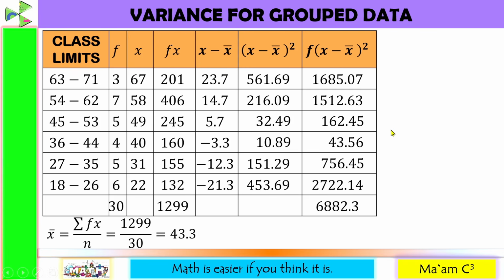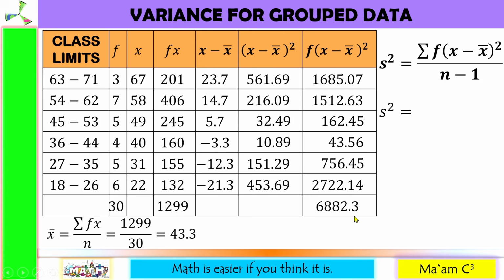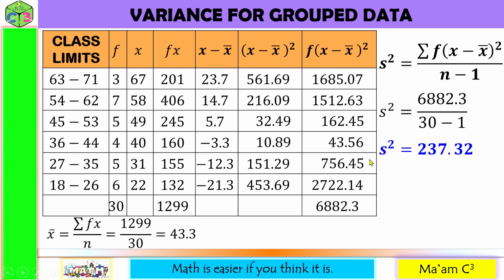Let us recall the formula. So the numerator, we already have that, this one. So s squared is equal to 6,882.3. Our n again is 30 minus 1. So we have 6,882.3 divided by 29, which is 237.32. So this is the variance.